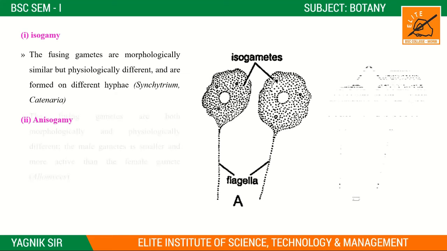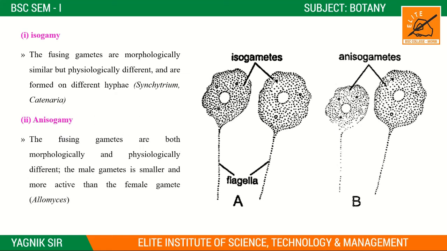Another is anisogamy. So what is the method of anisogamy? The fusing gametes are morphologically and physiologically different, right? The male gamete is smaller and very active compared to the female gamete, right? So here morphologically and physiologically both are different from each other.